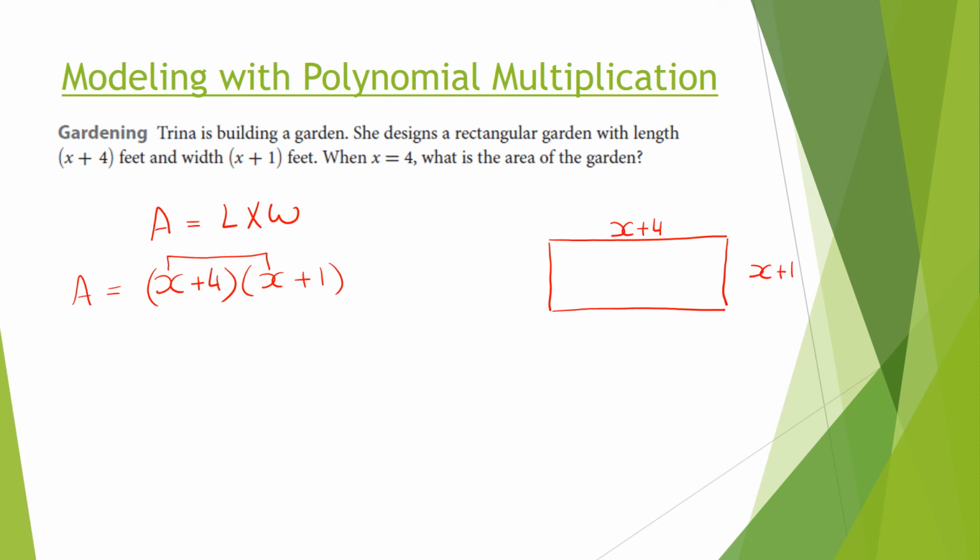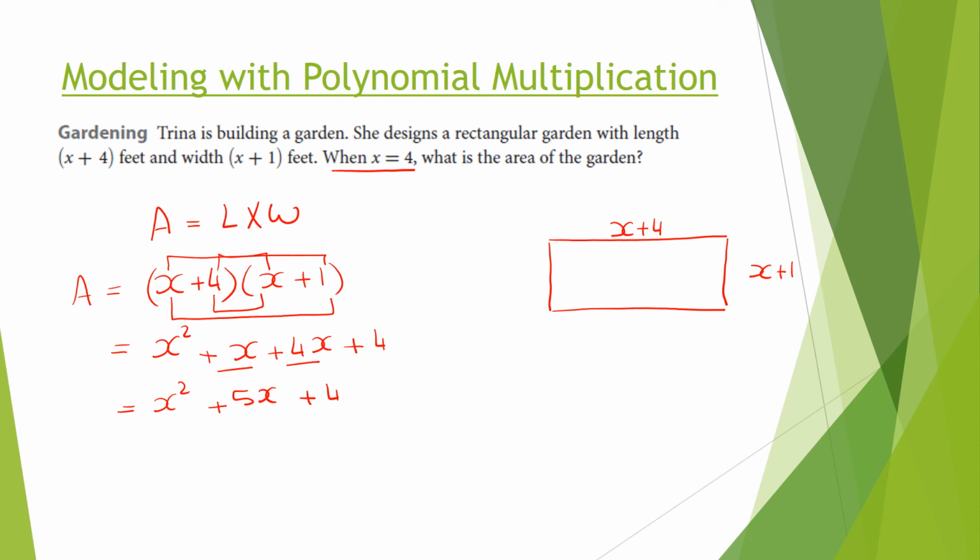First, which is x squared, outer, x times 1 is x, inner, 4 times x is 4x, then last, 4 times 1 is 4. So it will be x squared, like terms, x and 4x will be 5x plus 4. It said that when x equals 4, so at x equals 4, I'll substitute with x equals 4.